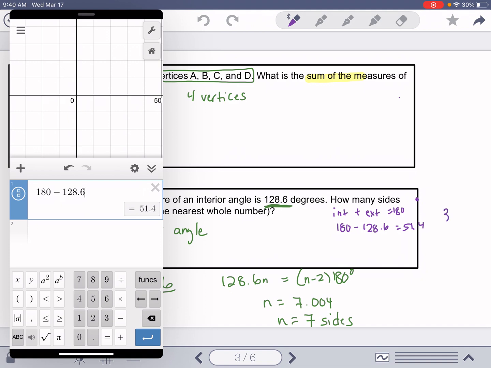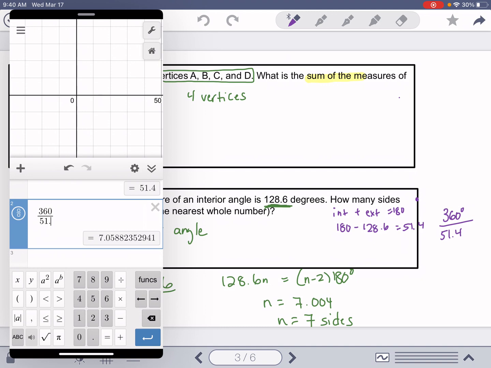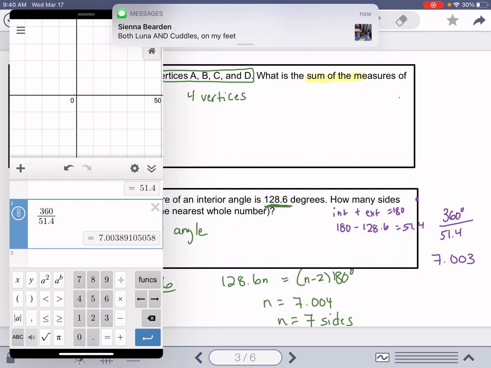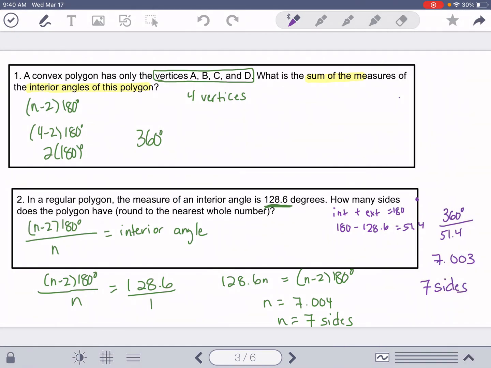So then if I said 360 divided by 51.4, that would equal 7.003. And when I round that, that's still going to be 7 sides. So that's 2 different ways that you can work the problem, and both ways give you the same answer.